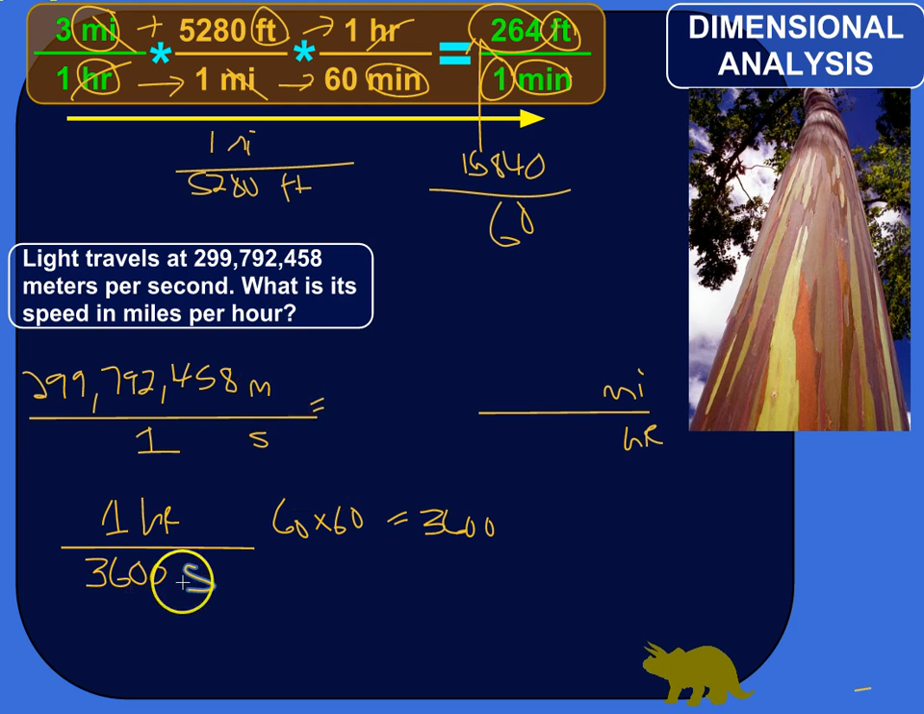So now I want seconds to cancel out because what I want to end up with is something per hour. There's nothing about seconds in there, so I'm going to put this number on top so that it'll cancel out. So I'm going to multiply this by this conversion factor: 3,600 seconds over 1 hour.